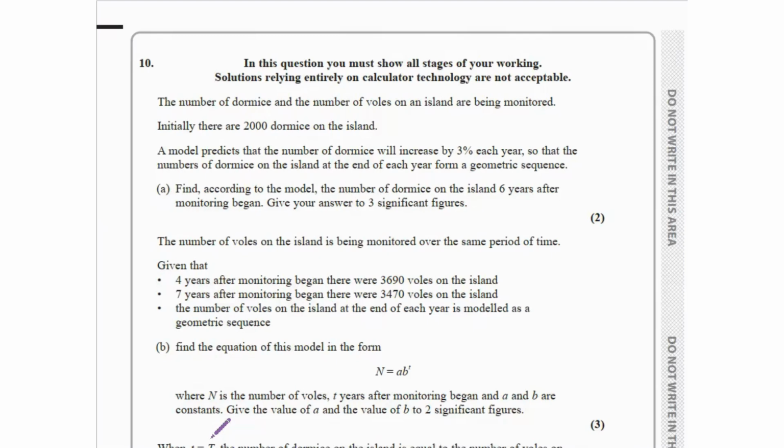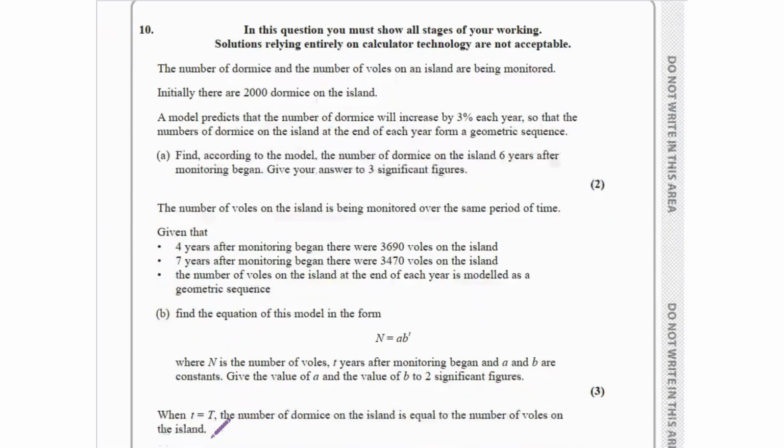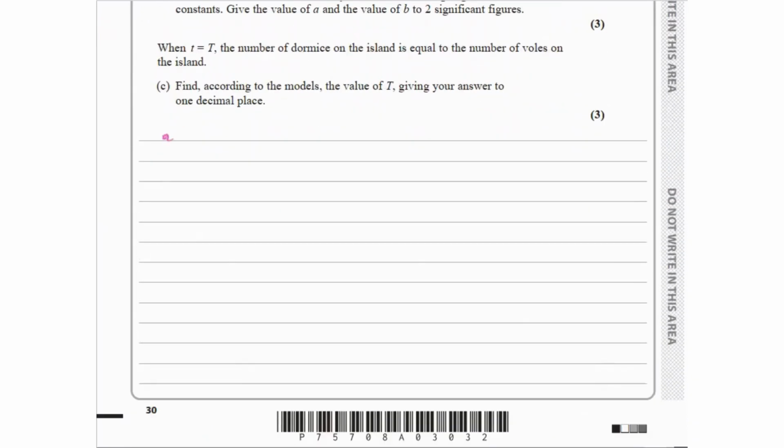So we have the initial value, which is 2,000. We know by how much it's increasing, so we're going to create a geometric equation. U_n, our nth term, is going to be 2,000, which is our initial value, times 1.03, which is our rate, to the power of n. So we have to find the sixth term, which is 2,000 times 1.03 to the power of 6, and that equals 2,390. That's your answer.